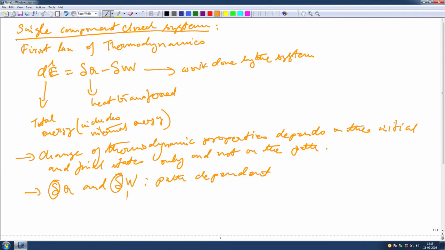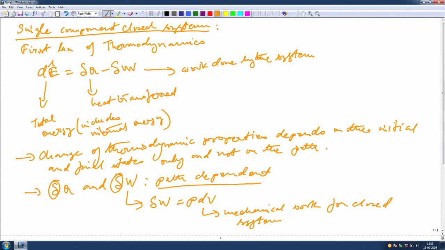In most cases the work will be the mechanical work, which is PdV, for a closed system. So this is the first law of thermodynamics for any single component closed system. We already know these features: this is path dependent, the internal energy is path independent, and all those things.